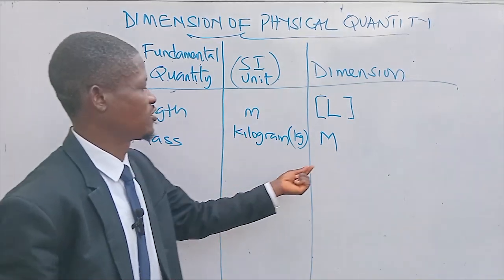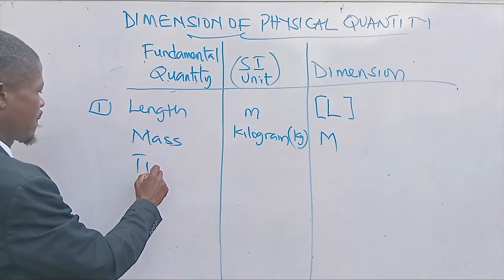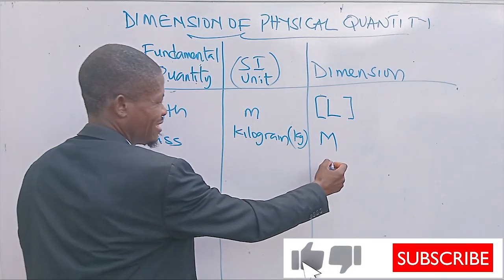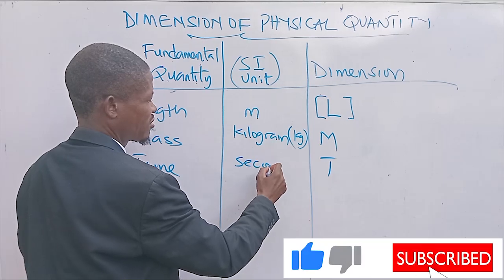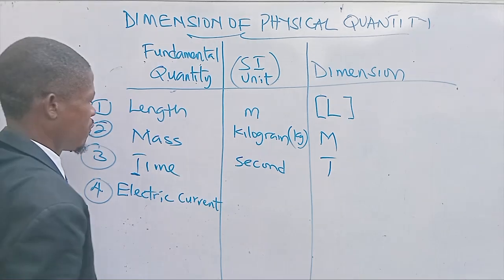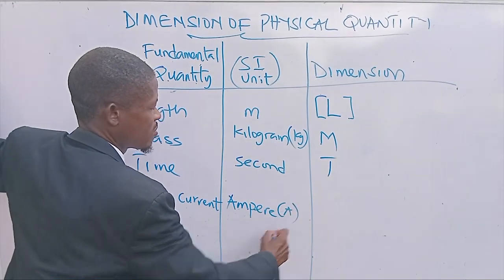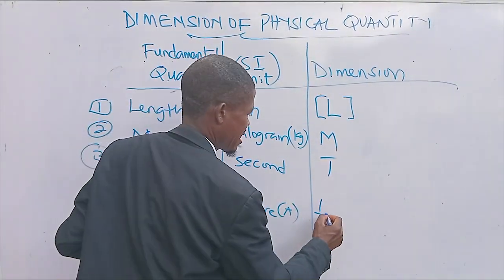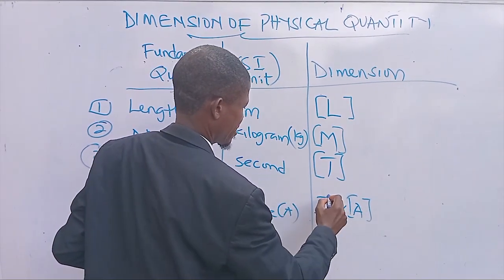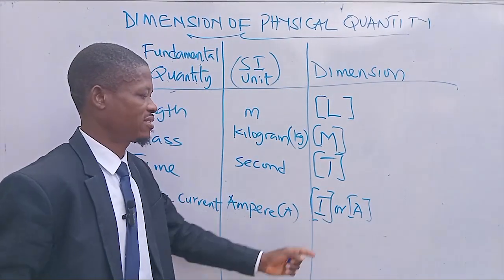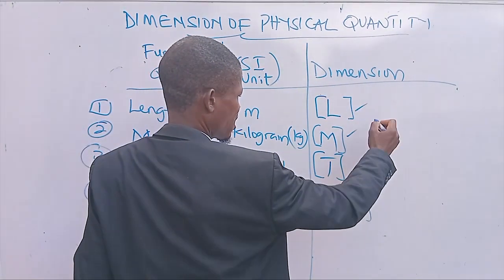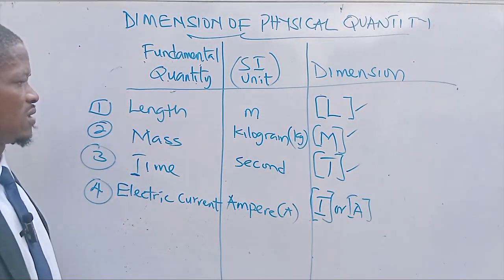But what we need in this aspect is just the dimension. The time. The dimension for time is just the first letter, capital T. It's measured in seconds, but the dimension is capital T. For electric current, we know the unit of current is ampere, that's A. So we can use I or A for the dimension. All these are correct. So for current, it could be this or it could be this. These are the major things we're going to be using. We're going to be using mostly those fundamental units.